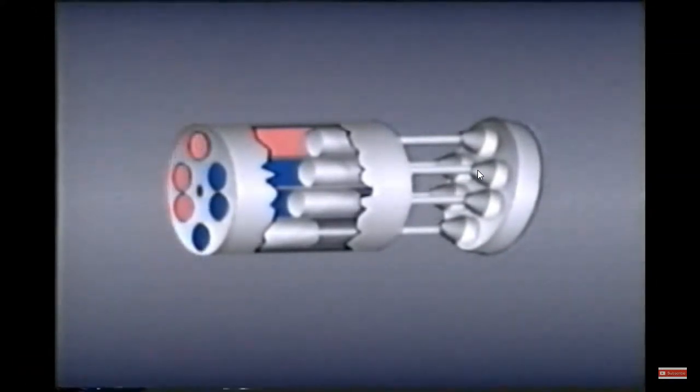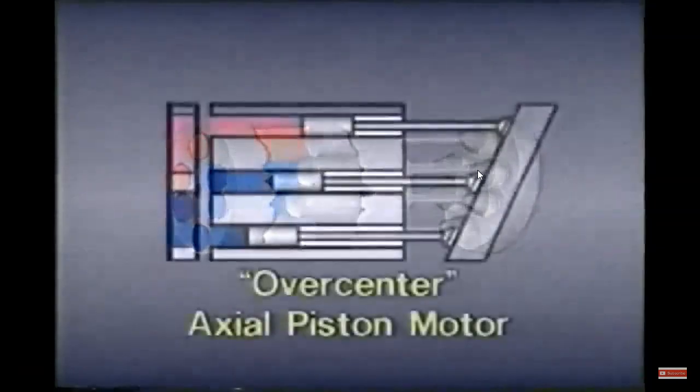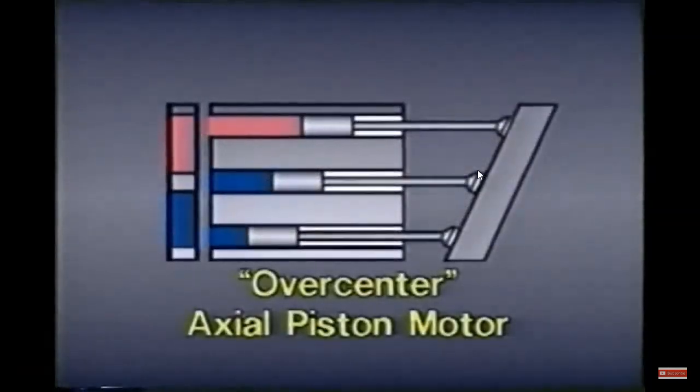Unlike vane motors and gear motors, piston motors can be reversed without changing the direction of flow through the motor. This type of motor is called an over-center piston motor, because all that's needed to reverse the direction of rotation of the shaft is to tilt the swash plate past or over its center. As the swash plate is tilted toward vertical, the motor displaces less and less fluid.